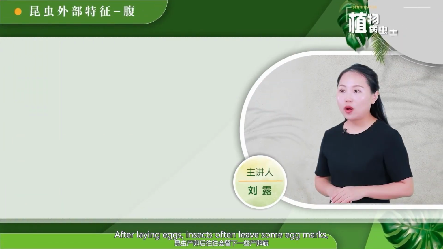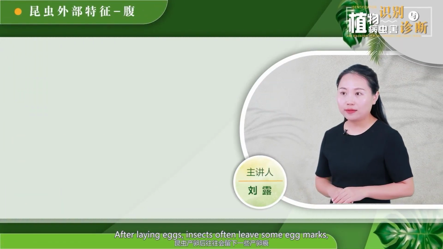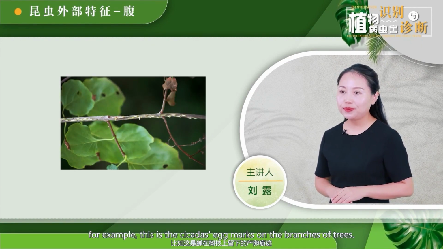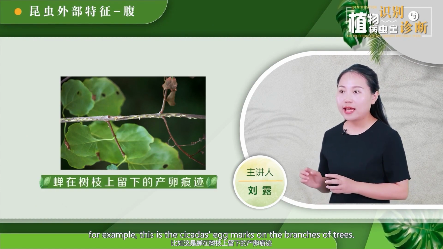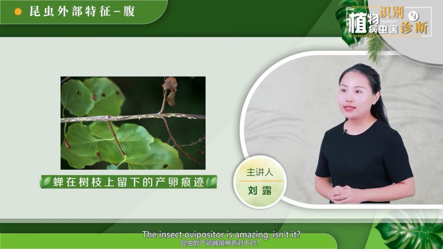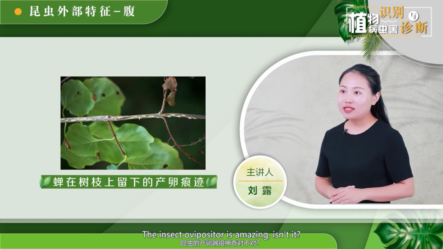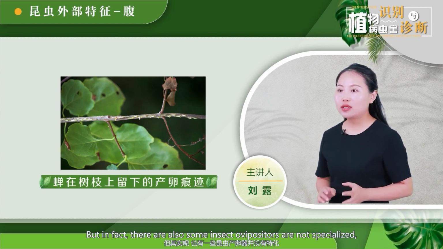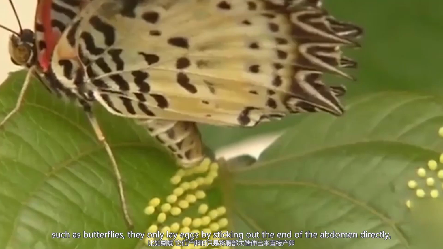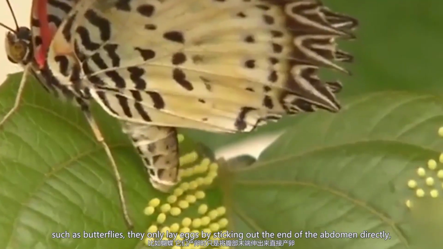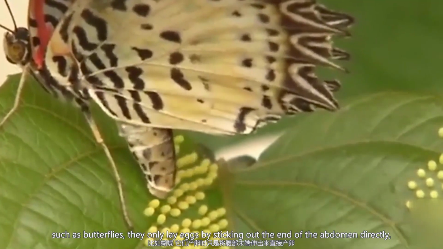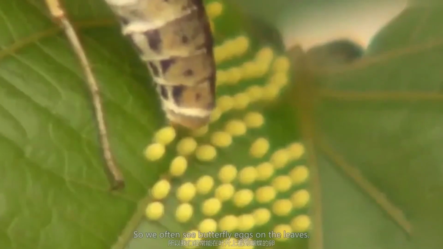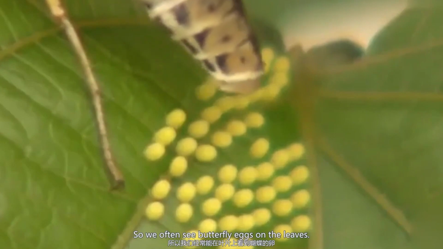After laying eggs, insects often leave some egg marks, which can also help us find the location of their eggs. For example, this is the cicada's egg marks on the branches of trees. The insect ovipositor is amazing, isn't it? But in fact, there are also some insect ovipositors that are not specialized, such as butterflies. They only lay eggs by sticking out the end of the abdomen directly, so eggs can only be laid on the surface of the object. So we often see butterfly eggs on the leaves.